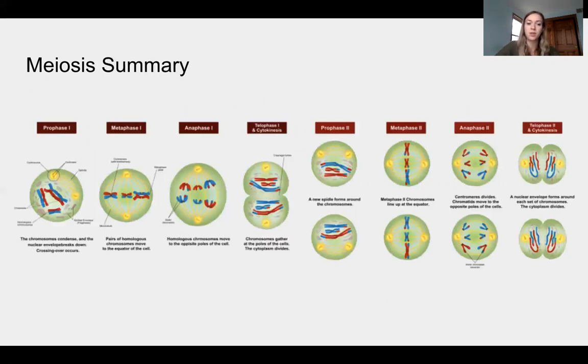Definitely take time, look over this figure. I find it helpful to have a visual reference for things like this. Sometimes just reading it, it's just a lot of text. So being able to picture what the chromosomes are doing, where they are, what the cell's doing, is definitely helpful.